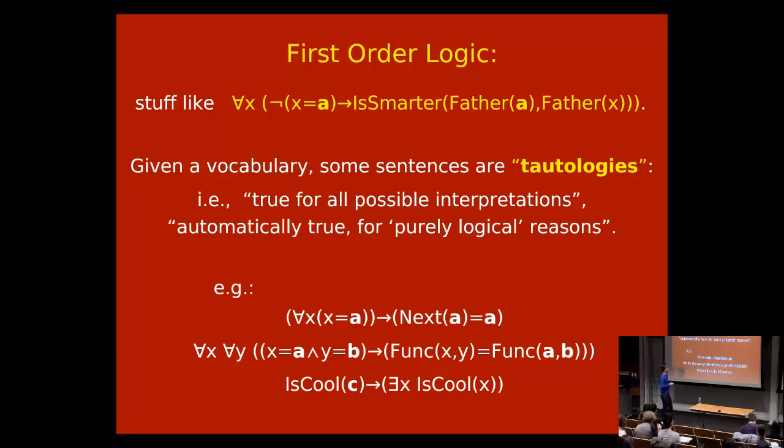Okay, so an example is this sentence here: for all x, if for all x, x equals a, then next of a equals a. Here it doesn't really matter what next means or what a means in your interpretation. It's got to be true. If everything is equal to a, then whatever next of a is, it also equals a. Or in this one, if this constant c satisfies this is-cool relation, then that implies that there exists an x such that is-cool of x. This is true no matter what is-cool and c mean. So this was the concept of a tautology, something that was always true regardless of the interpretation.